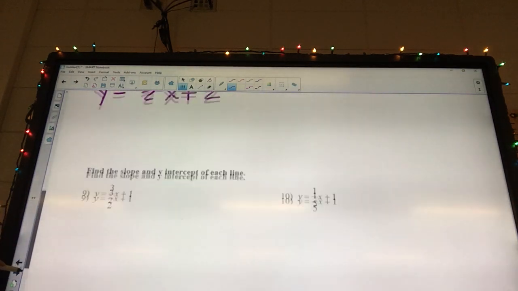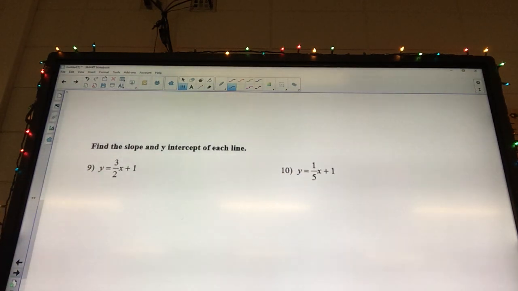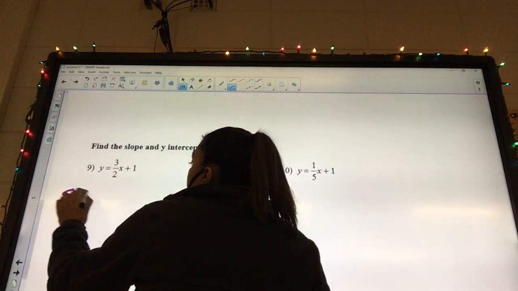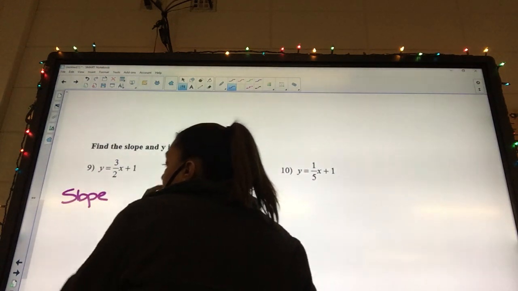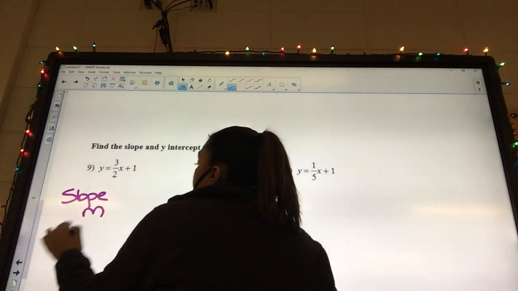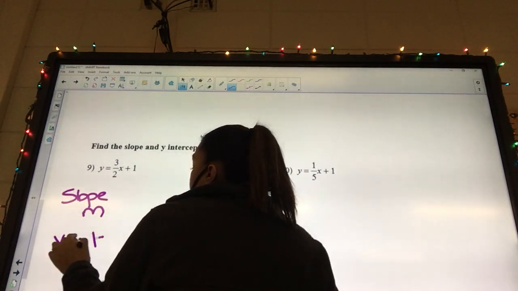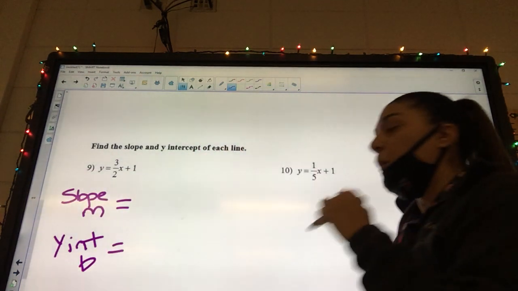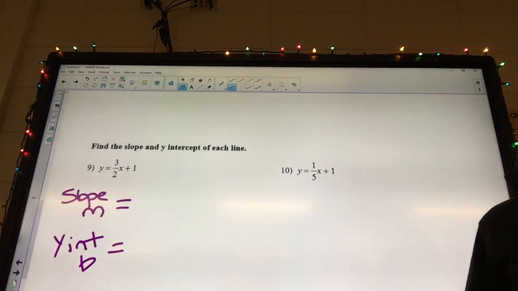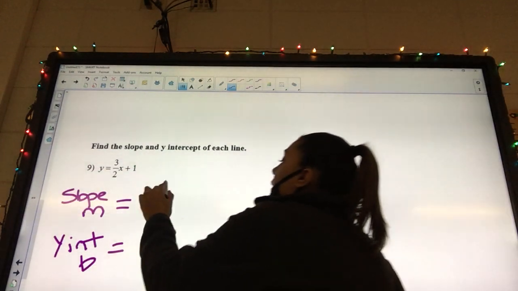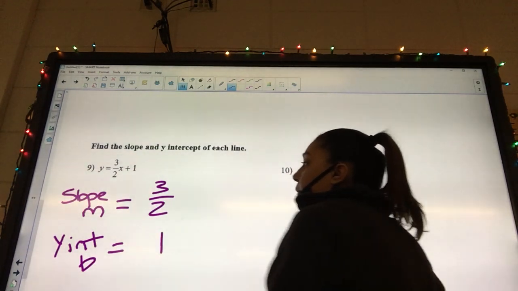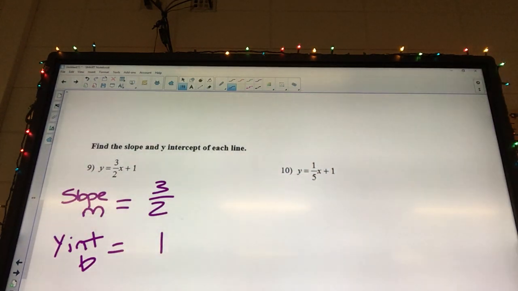Okay, number 9. It wants you to find the slope and the y-intercept. Okay, so we know that slope, we use the letter what? M. And our y-intercept, we use the letter B. Okay, what is the slope of that equation? 3 over 2. What about the y-intercept? 1. Okay, that's all you gotta do. M equals, B equals, and you write them out.